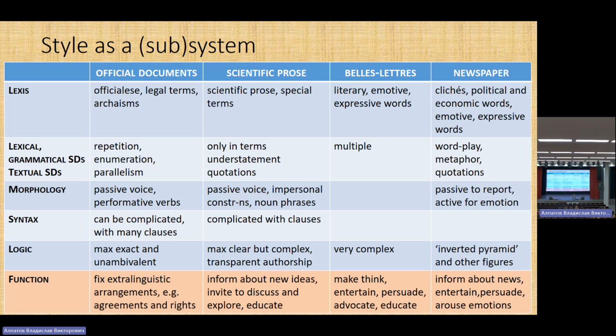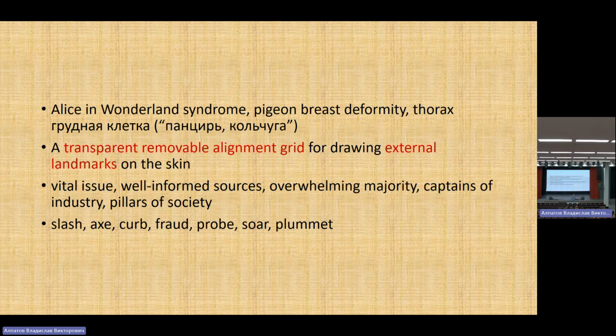The newspaper style uses cliches. Sorry, I skipped one thing in the morphology of scientific prose. These are noun phrases. They're very typical of scientific prose. What is this? Noun phrases means a noun with its dependent members of the sentence, right? With its dependencies. Scientific prose likes noun phrases but doesn't use a lot of verbs. There is little motion there. A transparent removable alignment grid for drawing external landmarks on the skin, right? The red colored parts are the noun phrases.